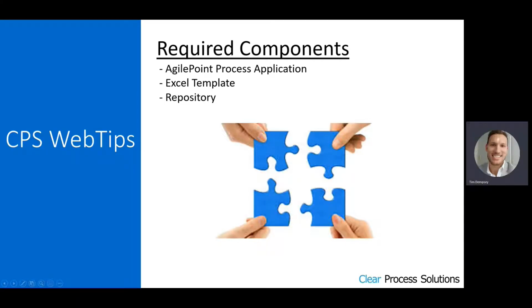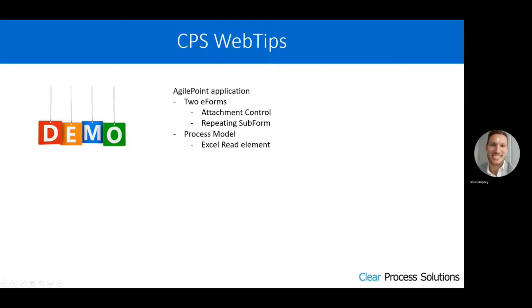So in order to accomplish our goal, we'll have our AgilePoint process application, and we'll take a look a little bit more into how our demo is set up so we can be ready for success. And secondly, we'll need an Excel template in order to read and to write back and forth, as well as our data repository, which is going to store our template for our schema, which is our data structure, as well as our request files.